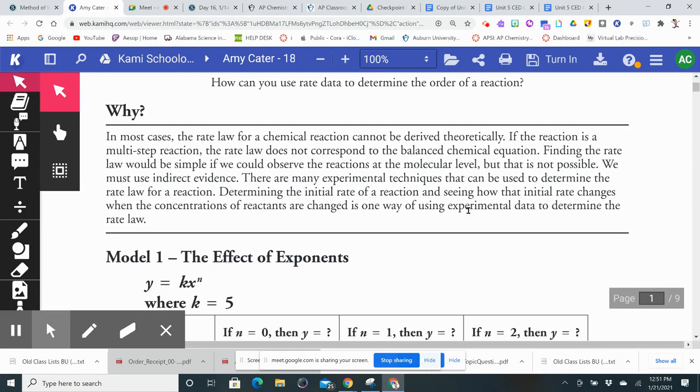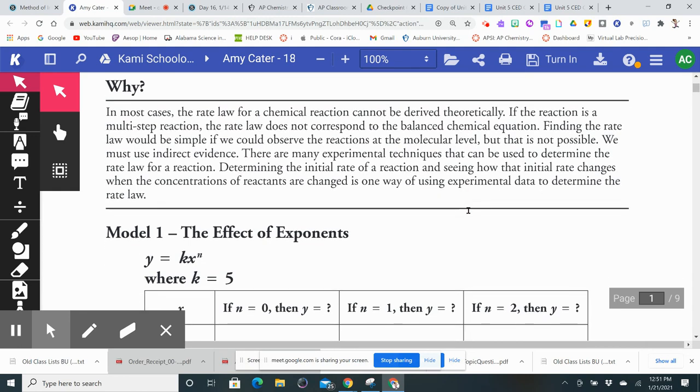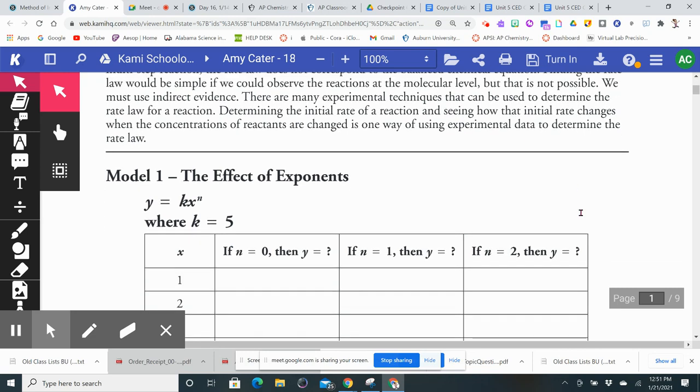All right, so in most cases, the rate law for a chemical reaction cannot be derived theoretically. If the reaction is a multi-step reaction, the rate law does not correspond to the balanced chemical equation. Finding the rate law would be simple if we could observe the reaction on a molecular level, but obviously we can't do that. So we have to use indirect evidence. There are many experimental techniques that can be used to determine the rate law of a reaction. Determining the initial rate of a reaction and seeing how the initial rate changes when the concentration of reactants are changed is one way of using experimental data to determine the rate law.